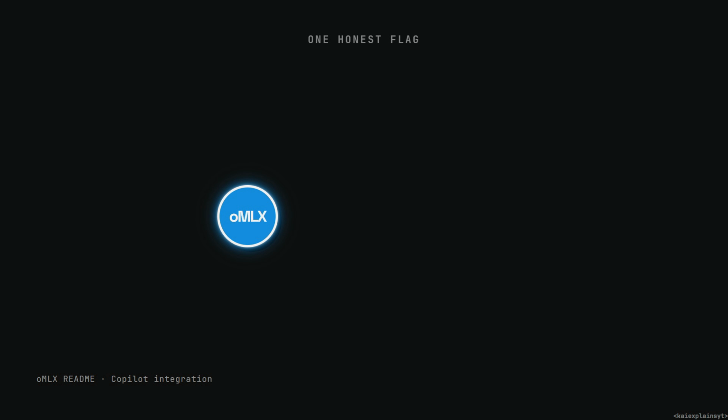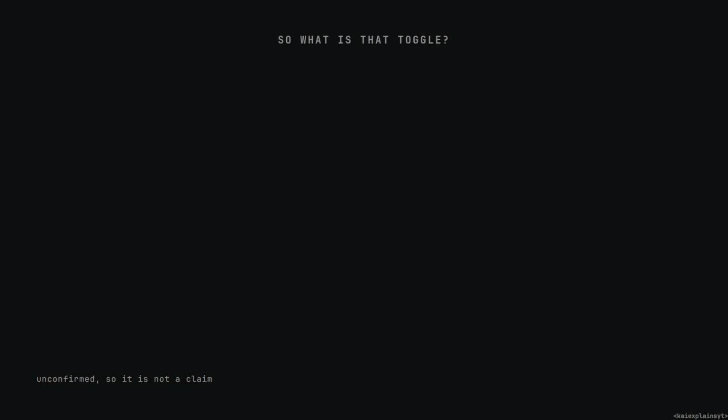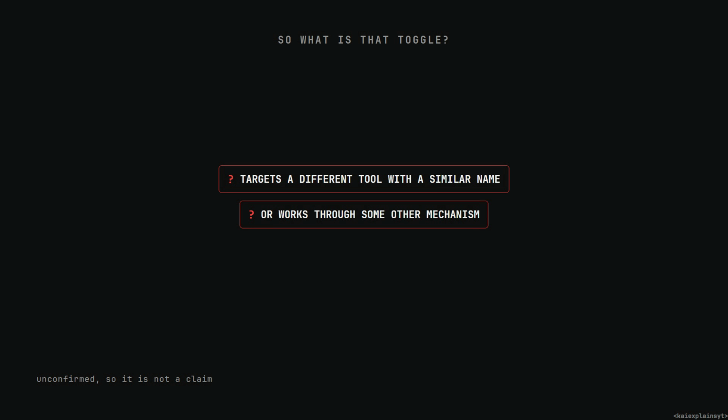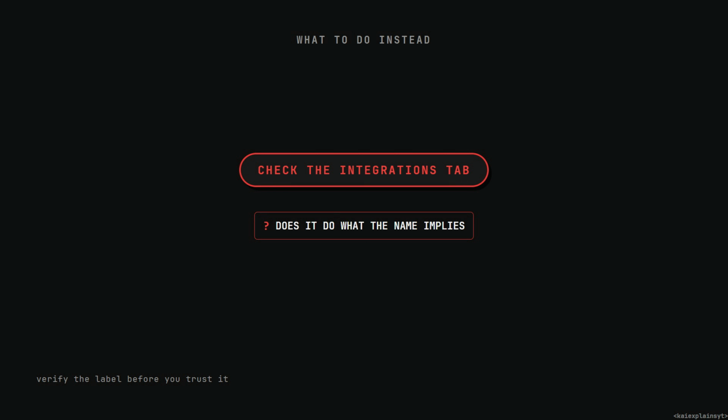One honest flag on the Copilot integration listed in oMLX's README. GitHub's actual Copilot chat authenticates through OAuth against GitHub's own servers and isn't built to accept an arbitrary local base URL. The Copilot integration in oMLX's dashboard either targets a different tool with a similar name or works through a mechanism I haven't been able to confirm from public documentation. Check the admin dashboard's integrations tab directly before assuming that one does what the name implies.